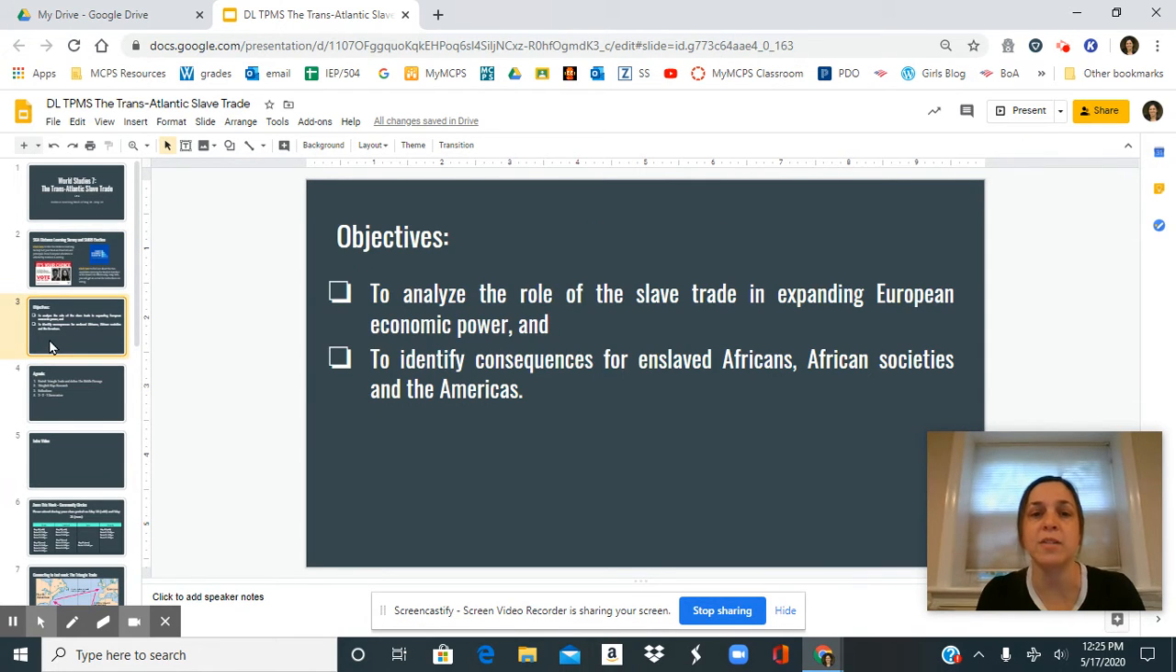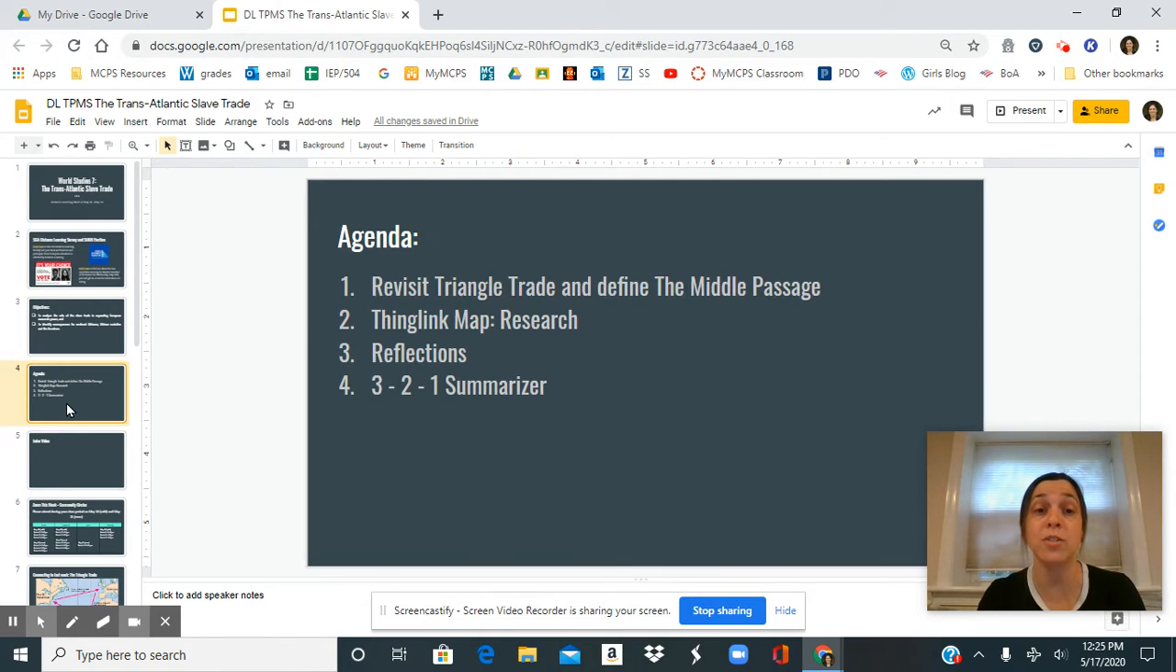This week in social studies, our objectives are for you to analyze the role of the slave trade in expanding European economic power and to identify consequences for enslaved Africans, African societies, and the Americas. In order to reach those objectives, we are going to revisit triangle trade, and we're going to define the Middle Passage. Then you're going to be looking at a number of different sources from various parts of the Middle Passage, the beginning, the middle, and the end of this journey. You will have an opportunity to do some reflecting and a 3-2-1 summarizer.